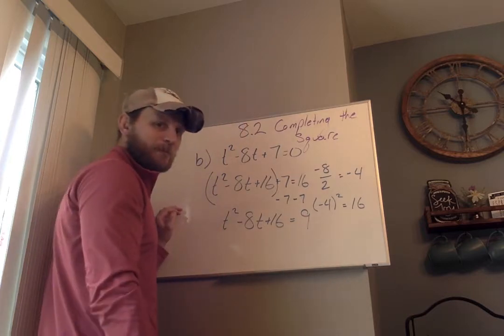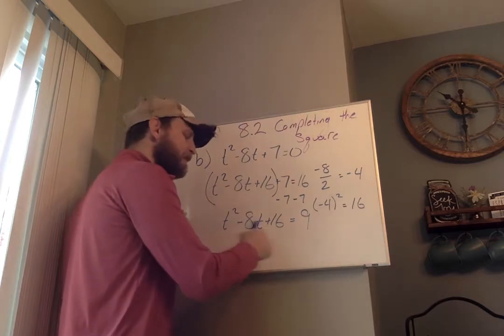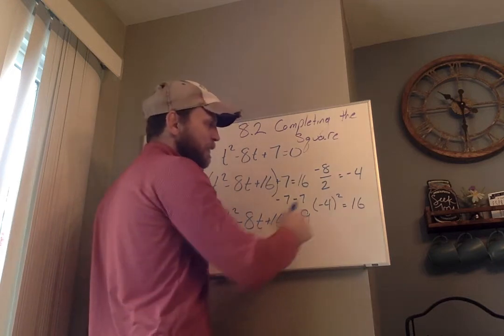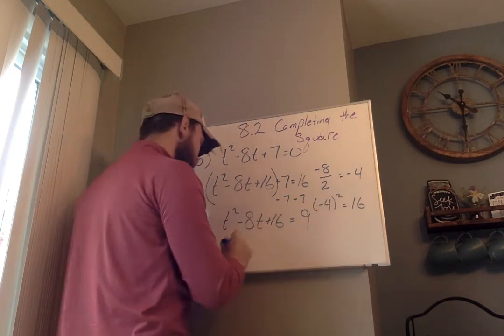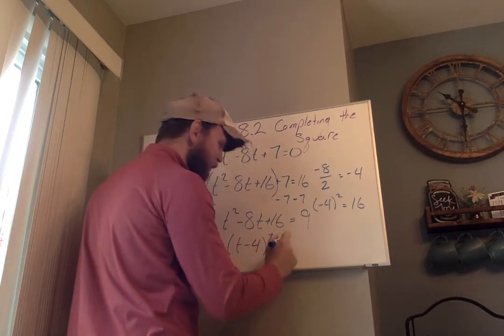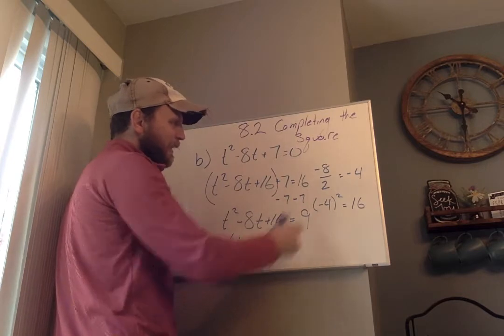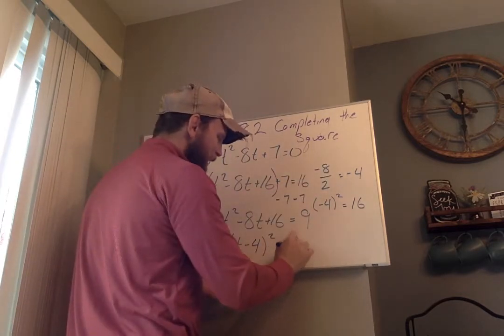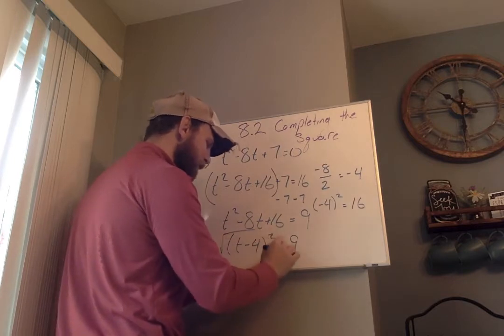Following me? Now, this is a perfect square trinomial. That number comes into play right here. (t - 4) squared. Once I get that alone, I can use that number. (t - 4) squared equals 9. Now I can take the square root of both sides.